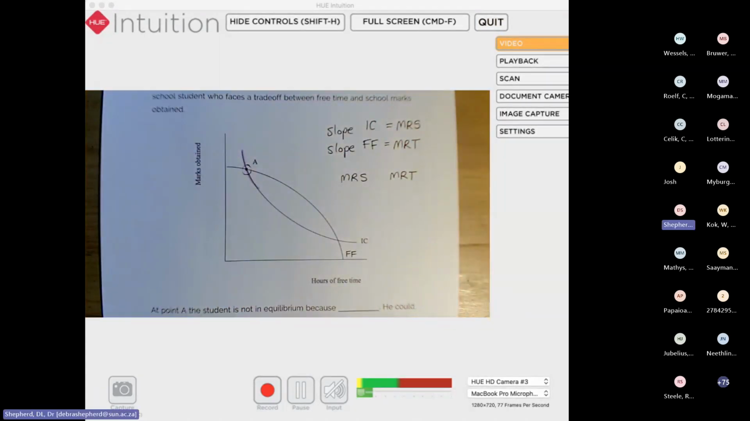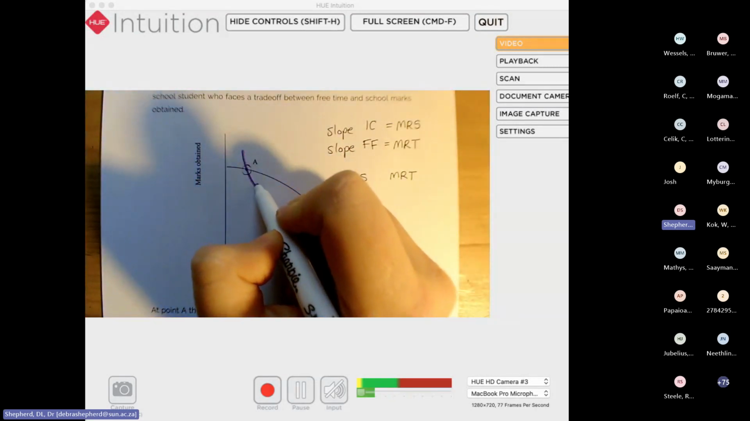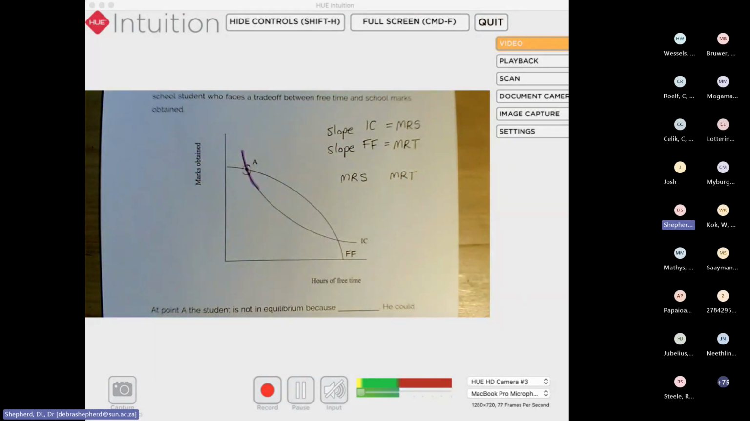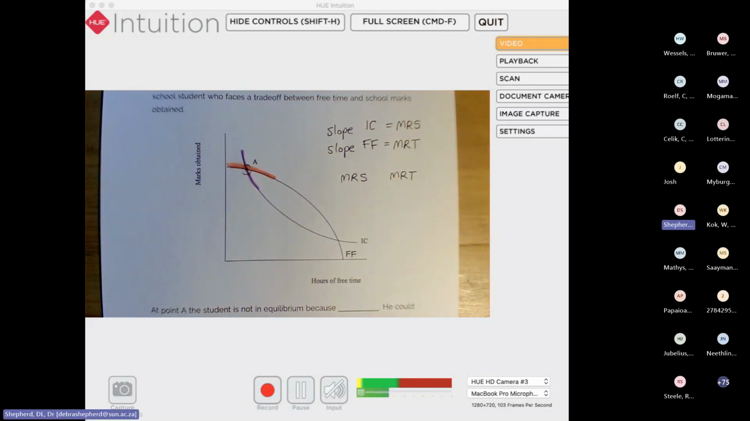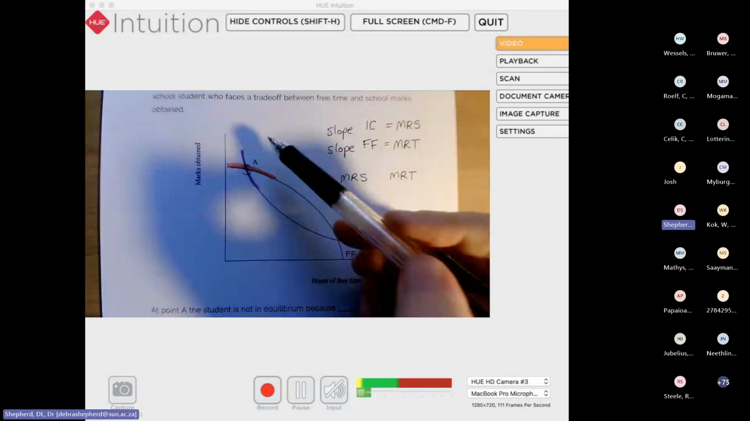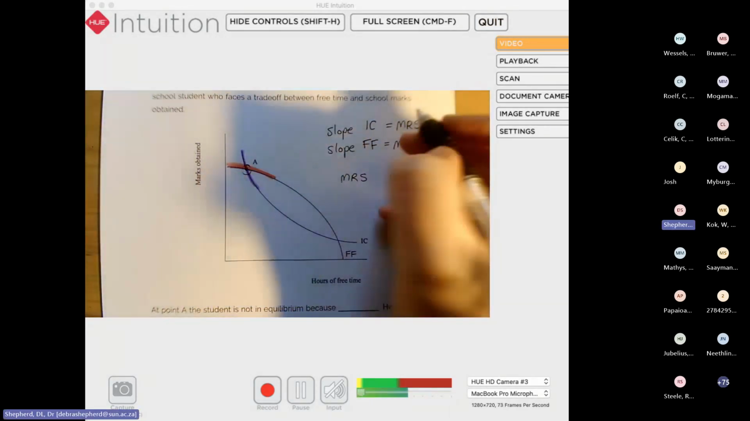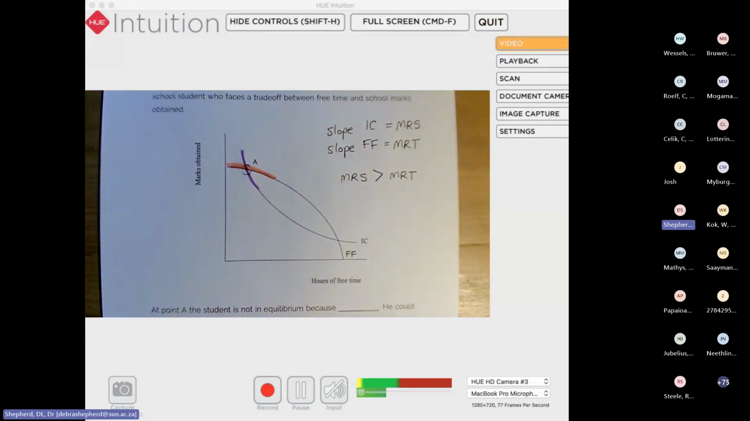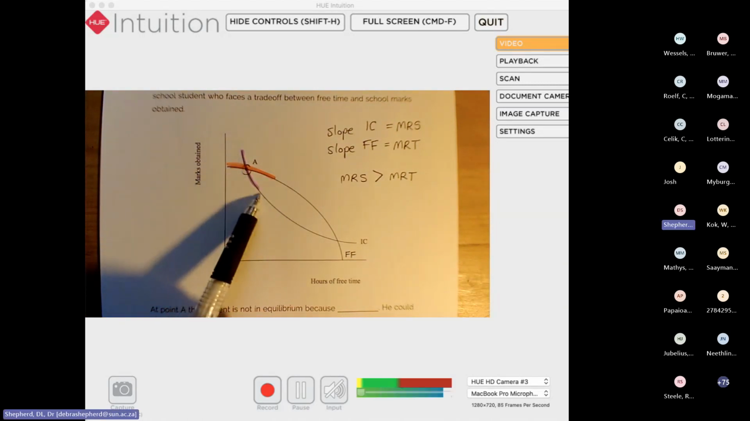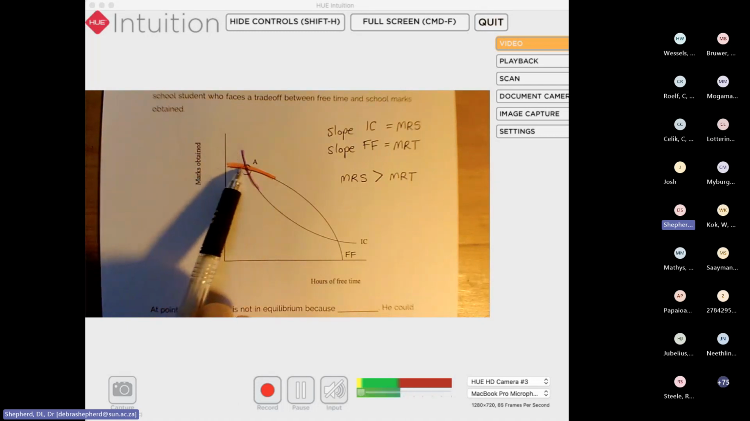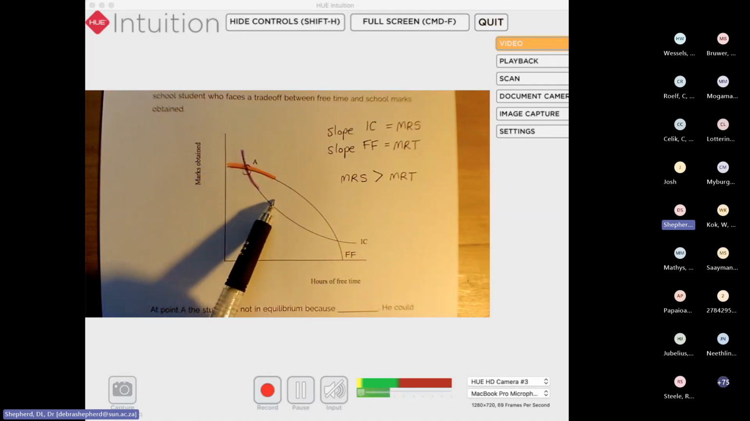So that's the indifference curve. So this is the slope of the indifference curve. This is the feasible frontier. So that's what the slope of the feasible frontier looks like. So which one looks steeper? The indifference curve. So the MRS exceeds the MRT. Okay, that slope is flatter than the slope. So the MRT is smaller than the MRS.